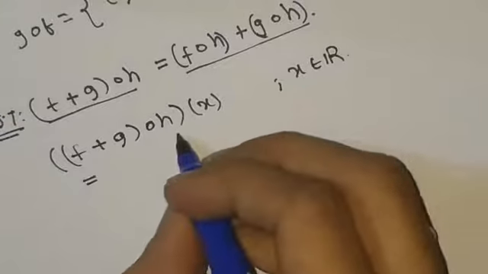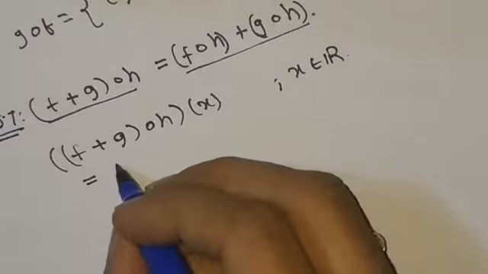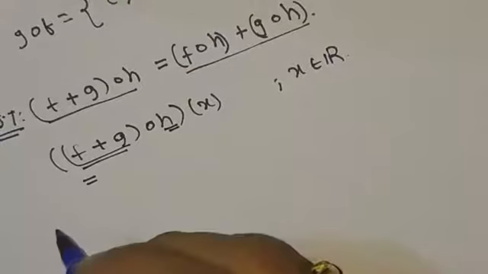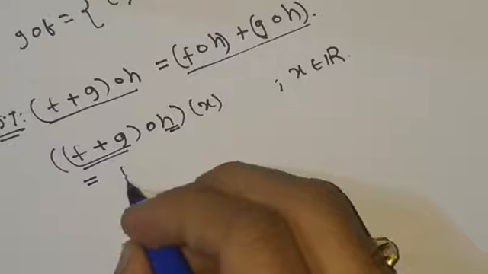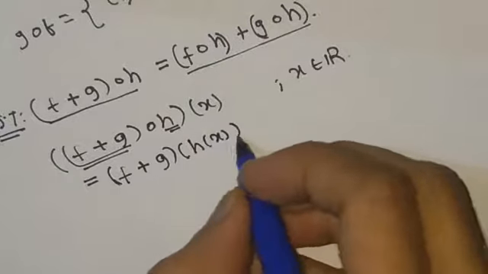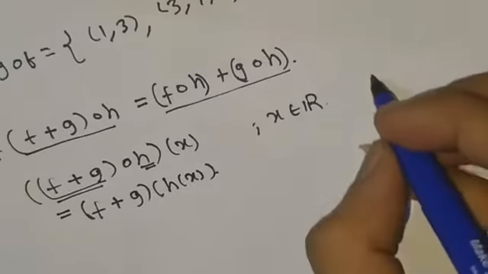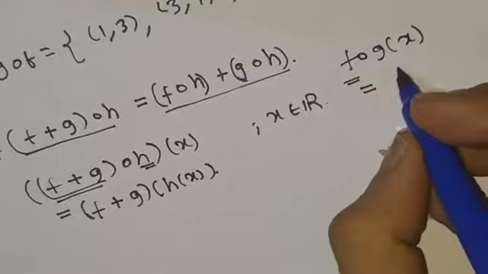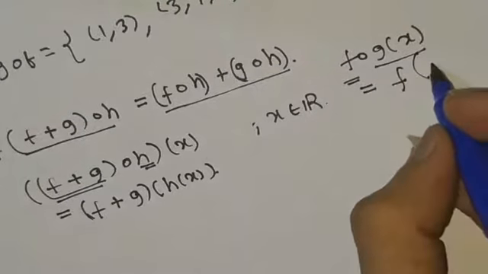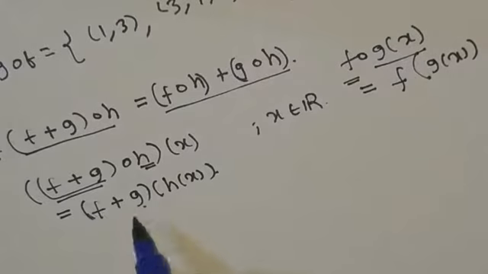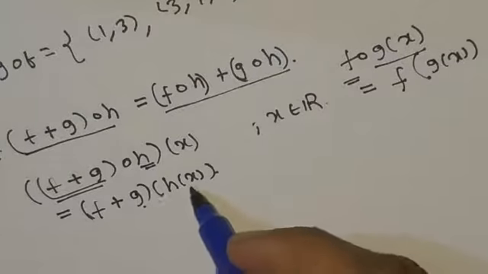Now this definition means what? This is nothing but the composition of two functions, f plus g and h. So how to write this? This will be f plus g of h of x. Because whenever you have f composition g of x, what you do is you take the first function f of the second function g of x. Now the first function here is f plus g and the second function is h. So you will get the function f plus g of h of x.